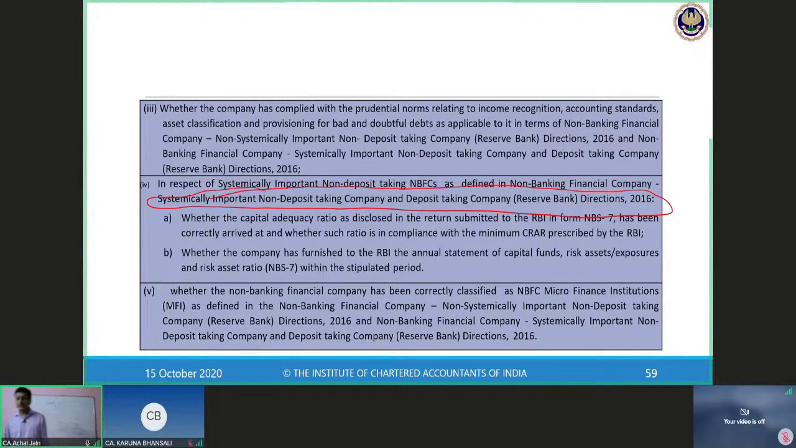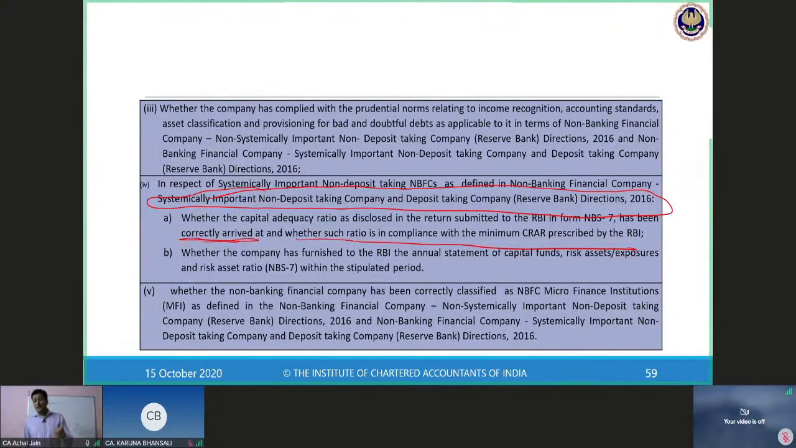Now what's the requirement? Whether the capital adequacy ratio as disclosed in the return submitted to the RBI has been correctly arrived at. It's the same point. You may be thinking that it was there in point number B also. No problem. So these NBFCs will also be required to ensure this, and the auditor will also be required to check this.